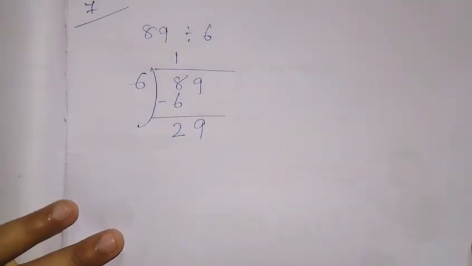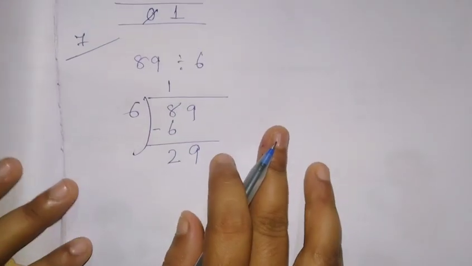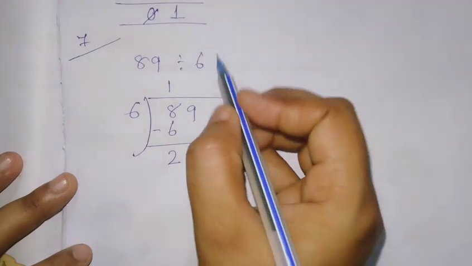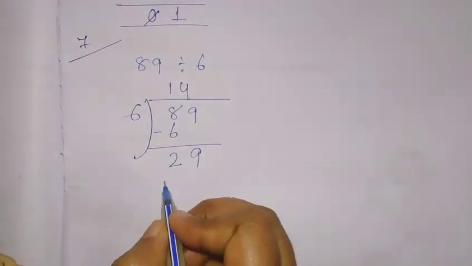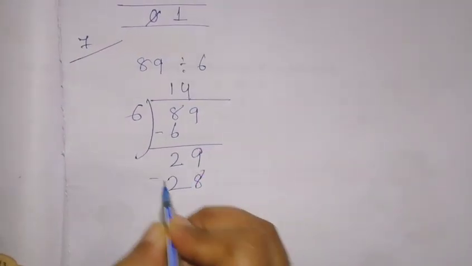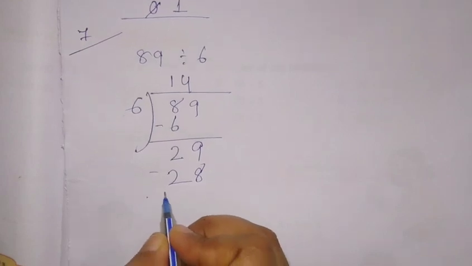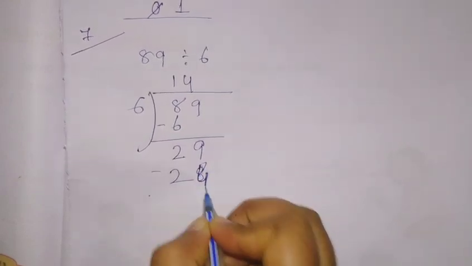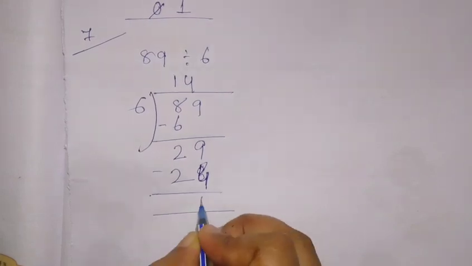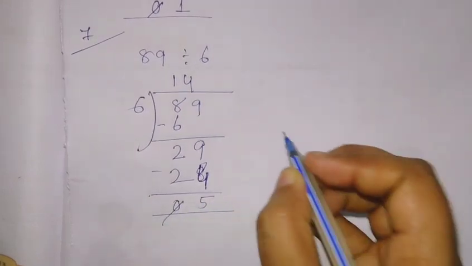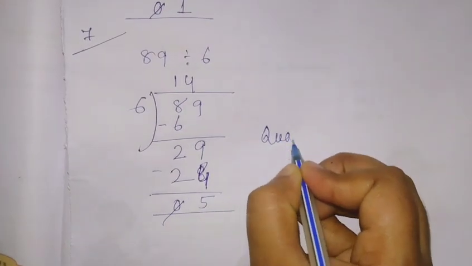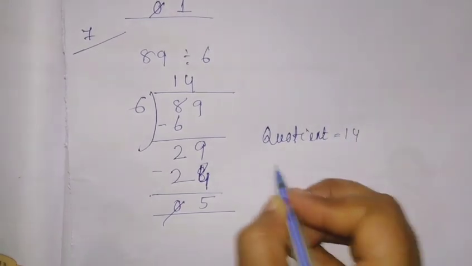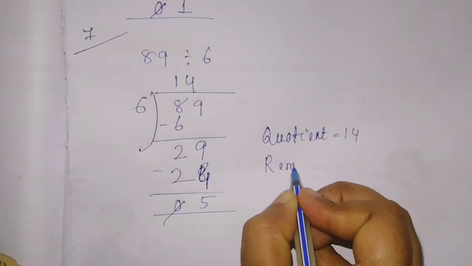Now the number is 29. Then we recite the multiplication table of 6. Then 6 4s are 24. Then 29 minus 24 equals 5. 2 minus 2 equals 0. Here we get quotient equal to 14 and remainder equal to 5.